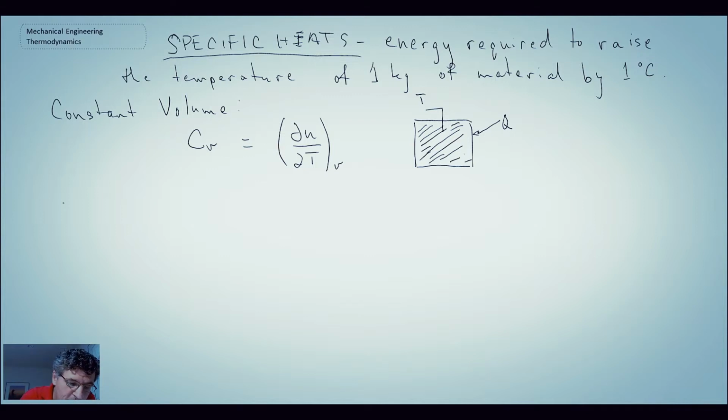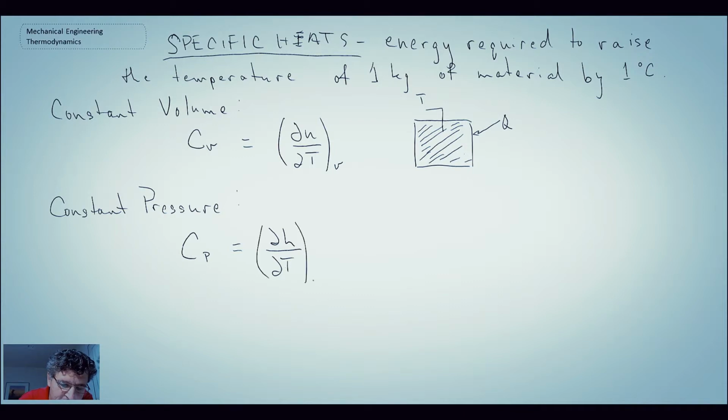If you look at the specific heat at constant pressure, again we use capital C with a little p to denote that we're looking at a specific heat at constant pressure. The definition for this is the partial of enthalpy with respect to temperature at constant pressure. And we need to account for boundary work here.